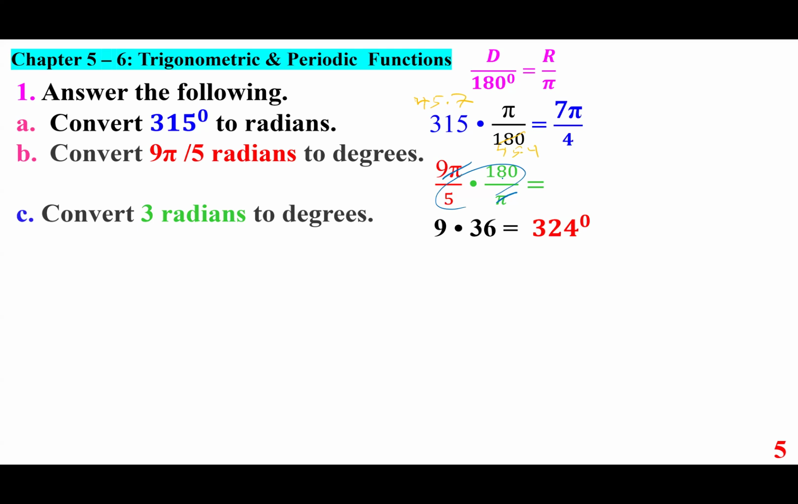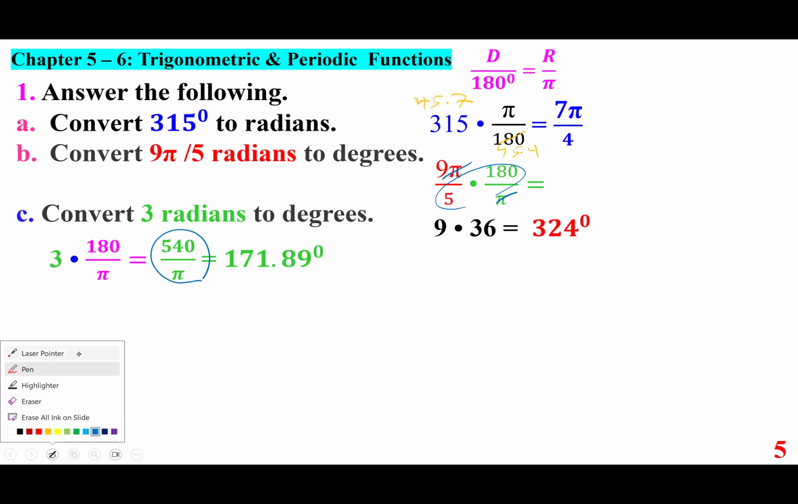To convert 3 radians to degrees, 3 times 180 over pi, it's 540 over pi. This is an exact answer, everybody. Pi is about 3.14159, and it continues indefinitely, and this is a rough estimate.